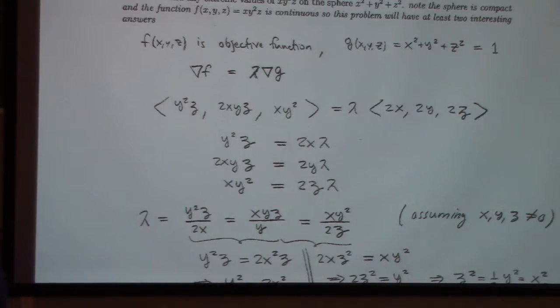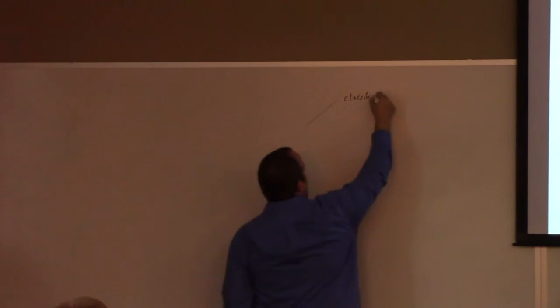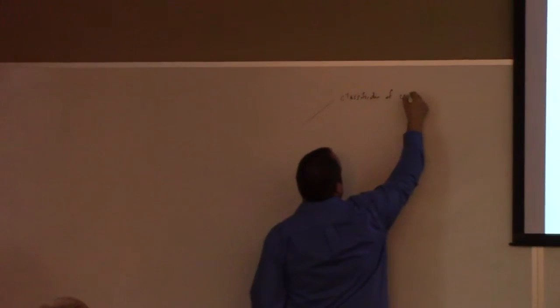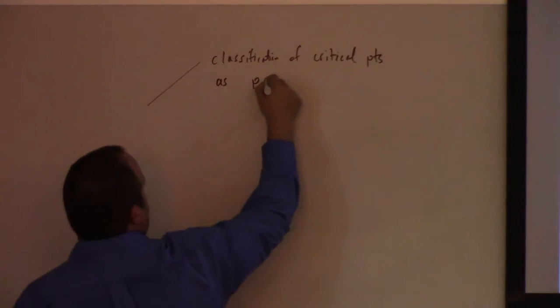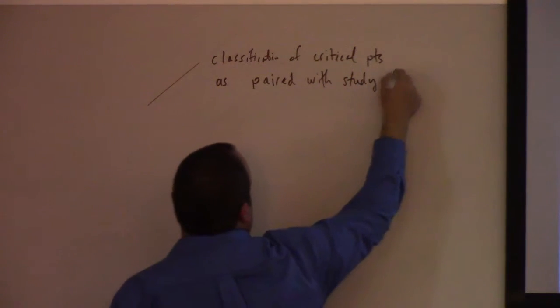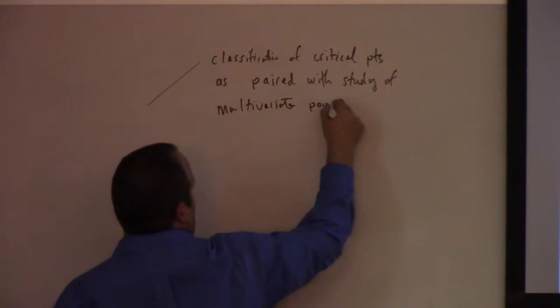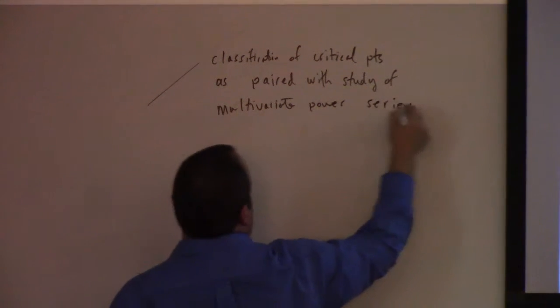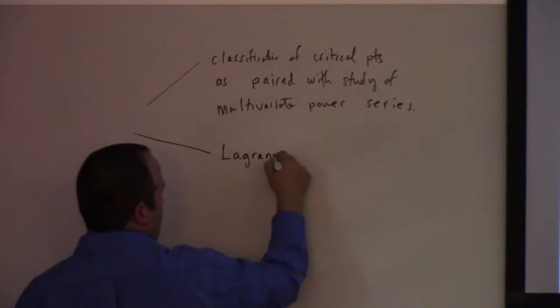when you think about optimization, what are the 3 major things you have to worry about? One, of course, is the classification of critical points, as paired with the study of multivariate power series, right? That's the one thing to worry about. The other thing to worry about, of course, is basically Lagrange multiplier type problems, right?